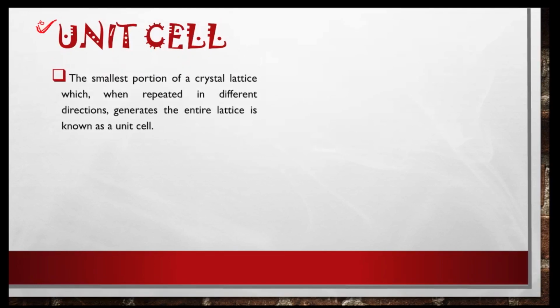Very, very important. So what is a unit cell? The most important portion of this chapter, the smallest portion, and mind it, not only the smallest portion, it's the smallest 3D portion, 3-dimensional portion of a crystal lattice, which when repeated in different directions generates the entire lattice, is known as unit cell.